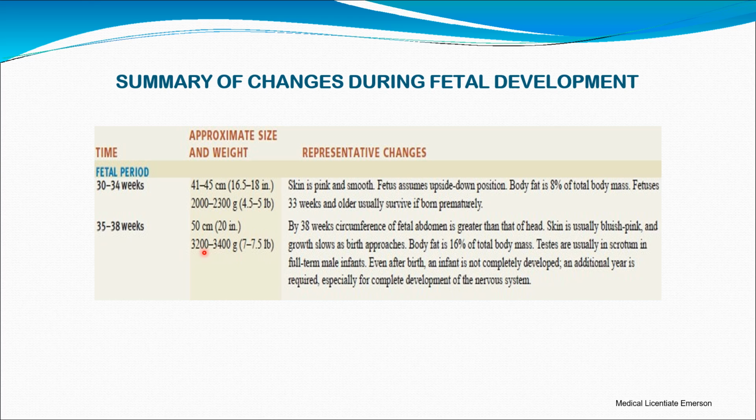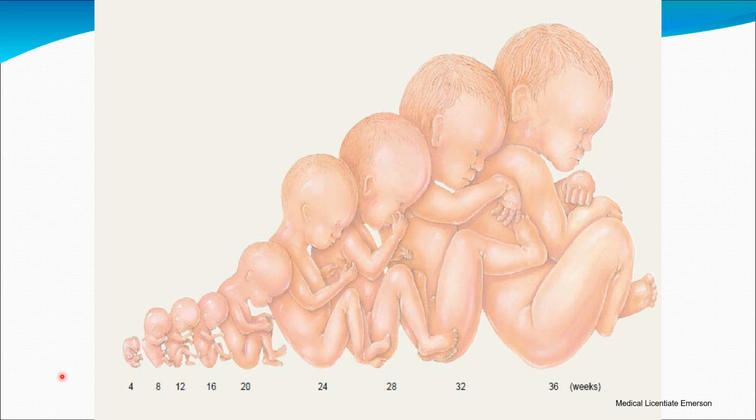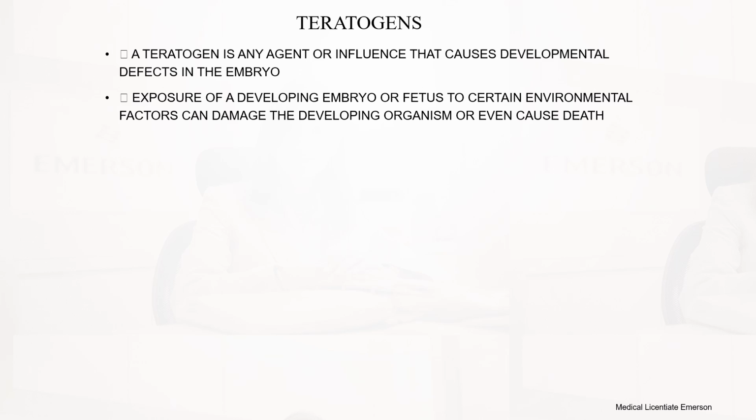Okay, then the estimated weight is 3,200 to 3,400 grams. Then the length, the fetus will be 50 centimeters. Okay, so this is the summary of changes during the fetal period. So we talked about the early embryonic period from the 5th week to the 8th week. Then we continued with the fetal period from the 9th week till term. Okay. So this is what we have been discussing, up to 36 weeks. Then we're done with the fetal period.